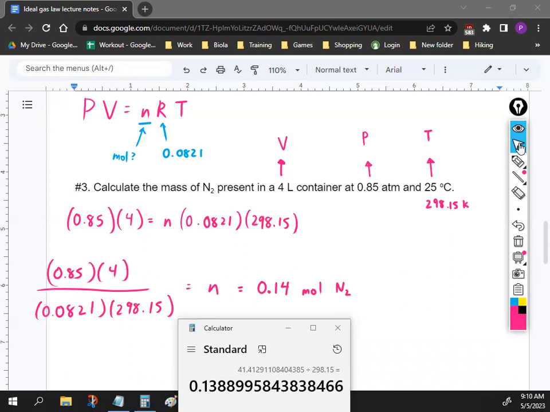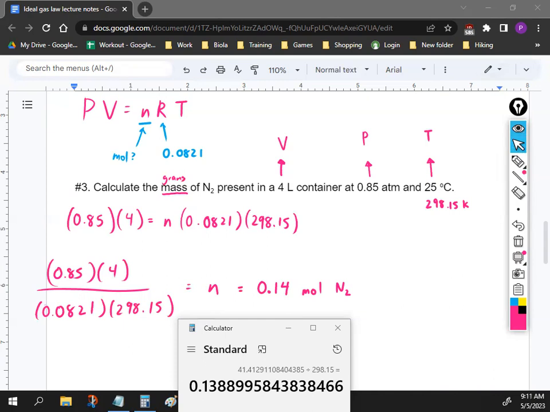All right. Now, unfortunately, we are not done because the problem's not asking for moles. It's asking for mass, right? And mass is going to be grams. So we need to turn moles into grams, which should be pretty easy because we just use the molar mass.